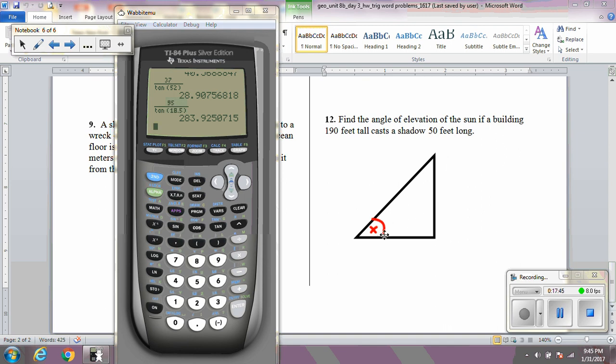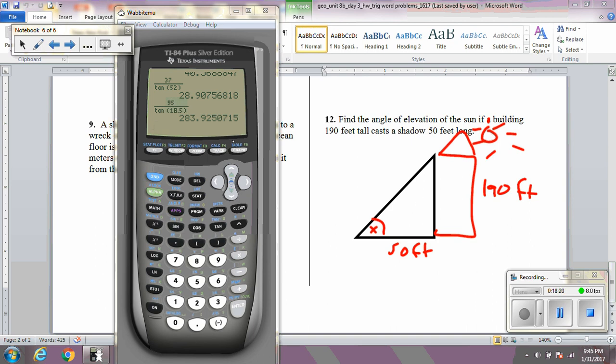This is the shadow at the bottom. This is the building. And you have the sun up here in the sky, right? So it's behind the building, helping the building cast a shadow that's 50 feet long. So the shadow is 50, and the building is 190 feet.